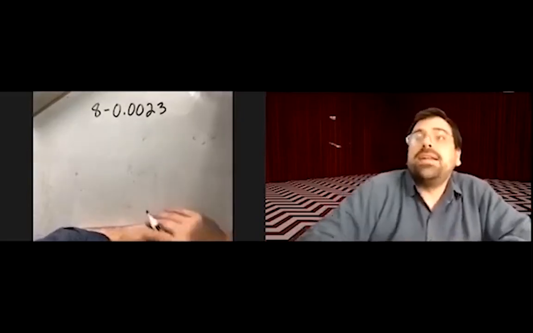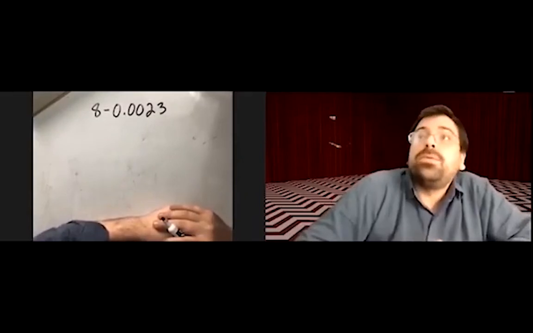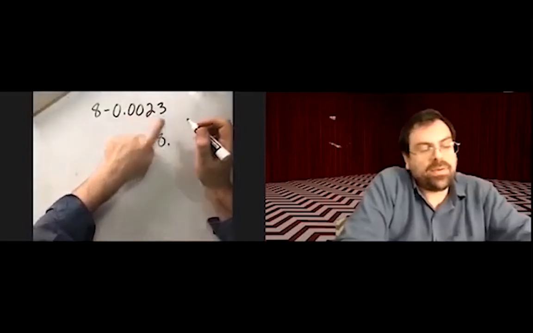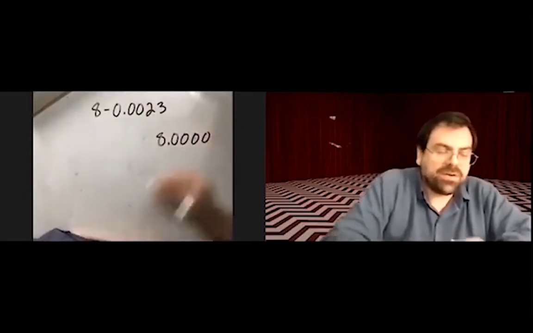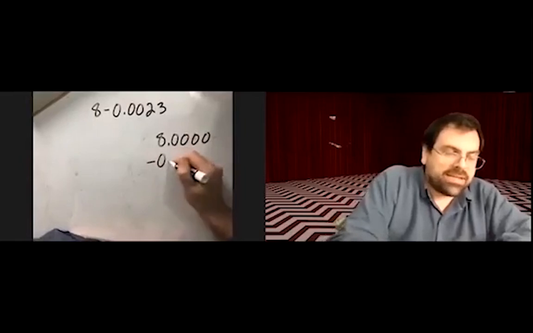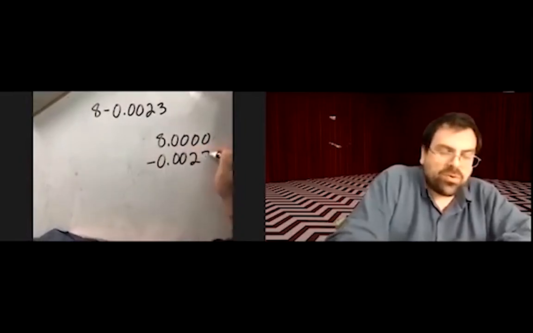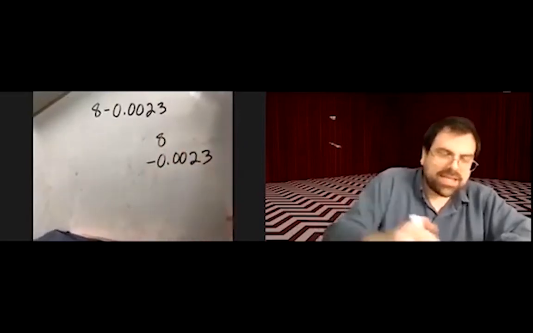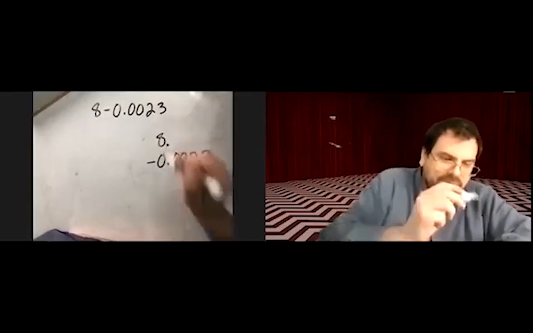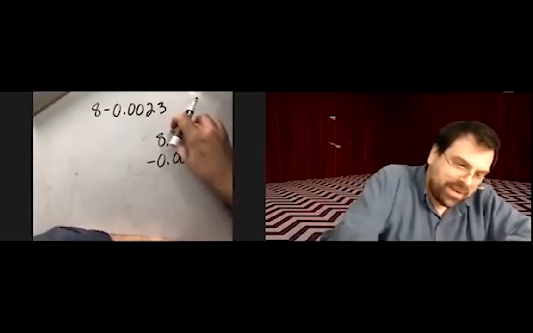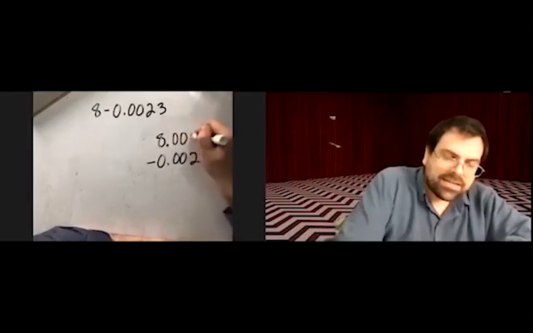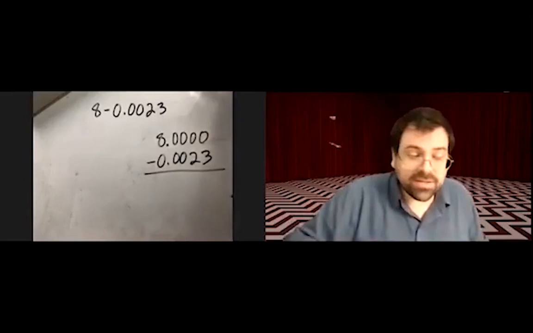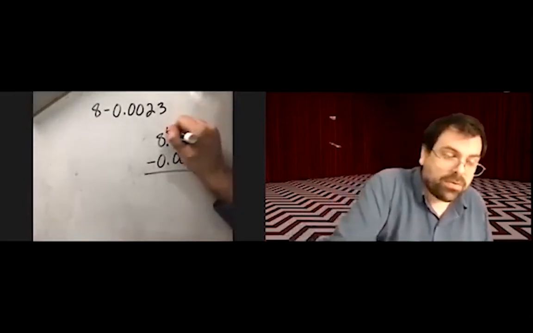Let's look at this one. 8 minus 0.0023. When we line it up, that would be 8 point, we need 4 zeros, 0000, minus 0.0023. Why did I put all those in there? Because 8 minus this decimal, the decimal has to line up, which means it's 8 point. And because of all these blank spaces, I need to fill them with zeros, which means the subtraction is going to be involving 0. But we're going to borrow.